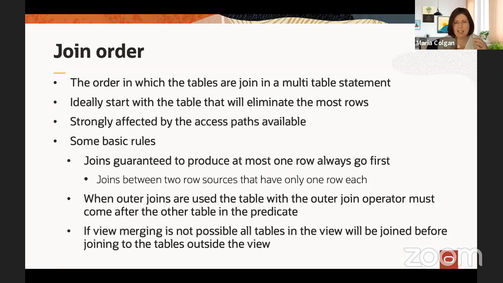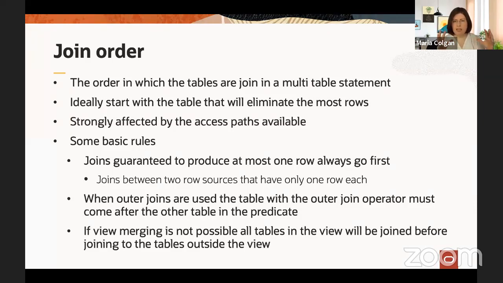So, as I said, the optimizer has a very strong goal of reducing the number of rows as quickly as possible when it's executing a SQL statement. So, there's some basic rules that always apply. For example, if we know in our SQL statement, even though I've got multiple tables in that SQL statement, if I know for sure that one of the joins will return at most one row, that join always goes first.